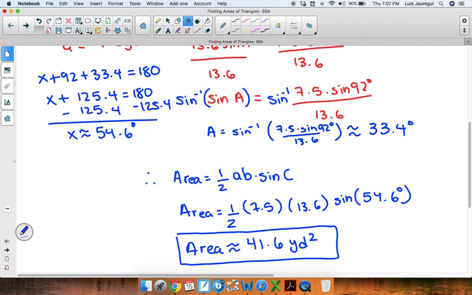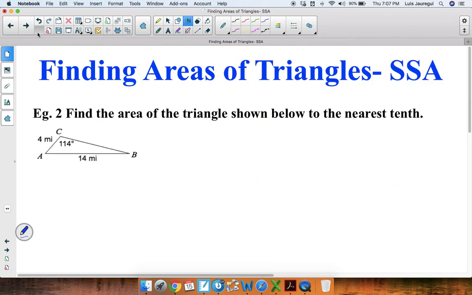So let's go ahead and see another example, very similar to this one. Example 2. Find the area of the triangle shown below to the nearest tenth. Again, let's go ahead and identify what we already know. We already know the measure for angle C to be 114 degrees. After we label the parts here, that's side a, this is side b, and this is side c, we actually know that the value for b is equal to 4 miles, and the measure for c, lowercase c, is equal to 14 miles.